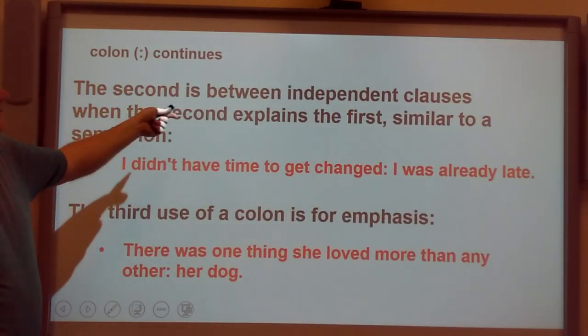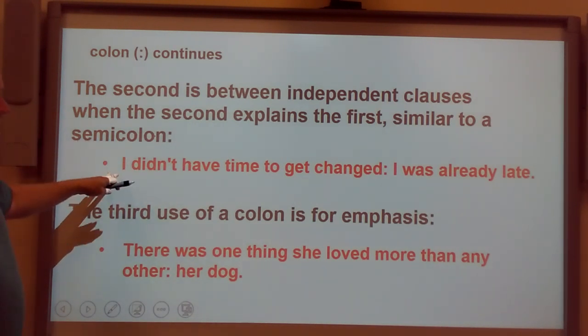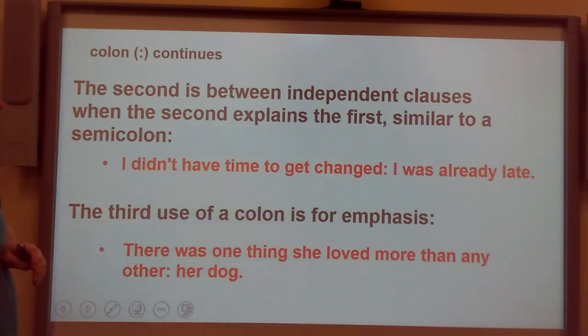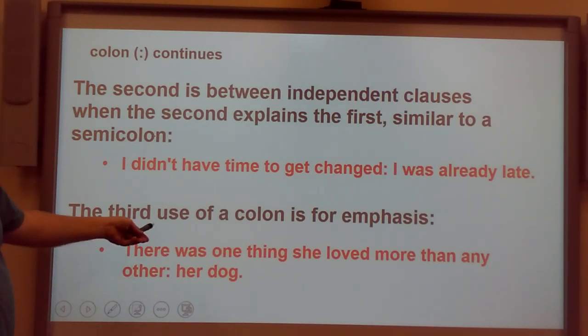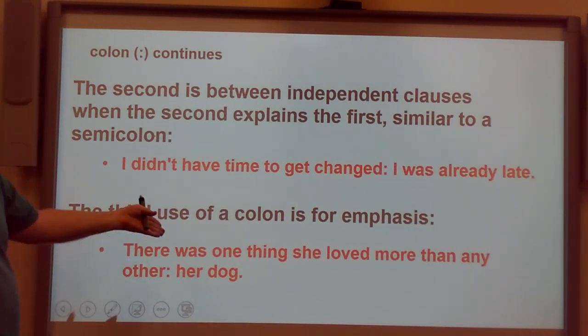The second use is between independent clauses when the second explains the first, similar to a semicolon. I didn't have time to get change: I was already late. The third use of a colon is for emphasis. There was one thing she loved more than any other: her dog.